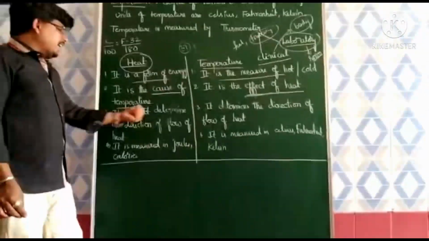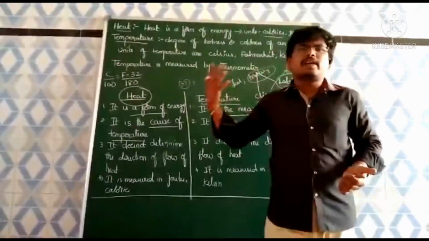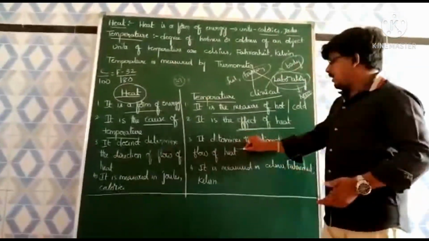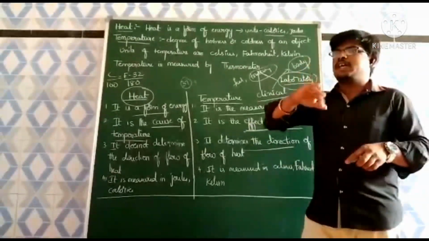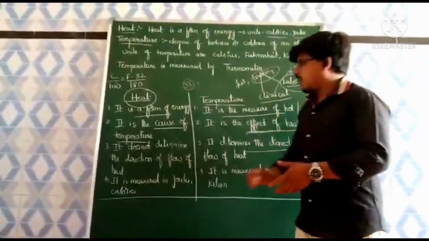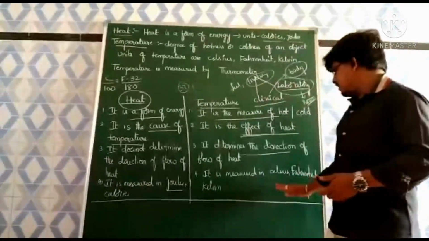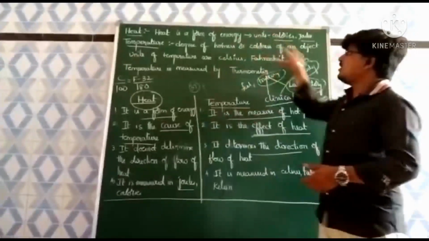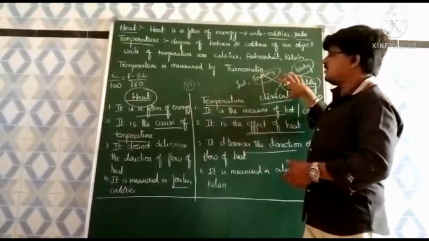Coming to the third point, heat does not determine the direction of its flow. In whatever direction it wants, it can move, from a higher zone to a lower zone, wherever it finds. But temperature will determine the direction of the heat flow. If it is high temperature, in which direction the heat has to flow will be decided by the temperature. And coming to the fourth point, heat is measured in joules or calories, and temperature is measured in Celsius, Fahrenheit and Kelvin. So students, the important points are heat, temperature, their differences and their measurements.